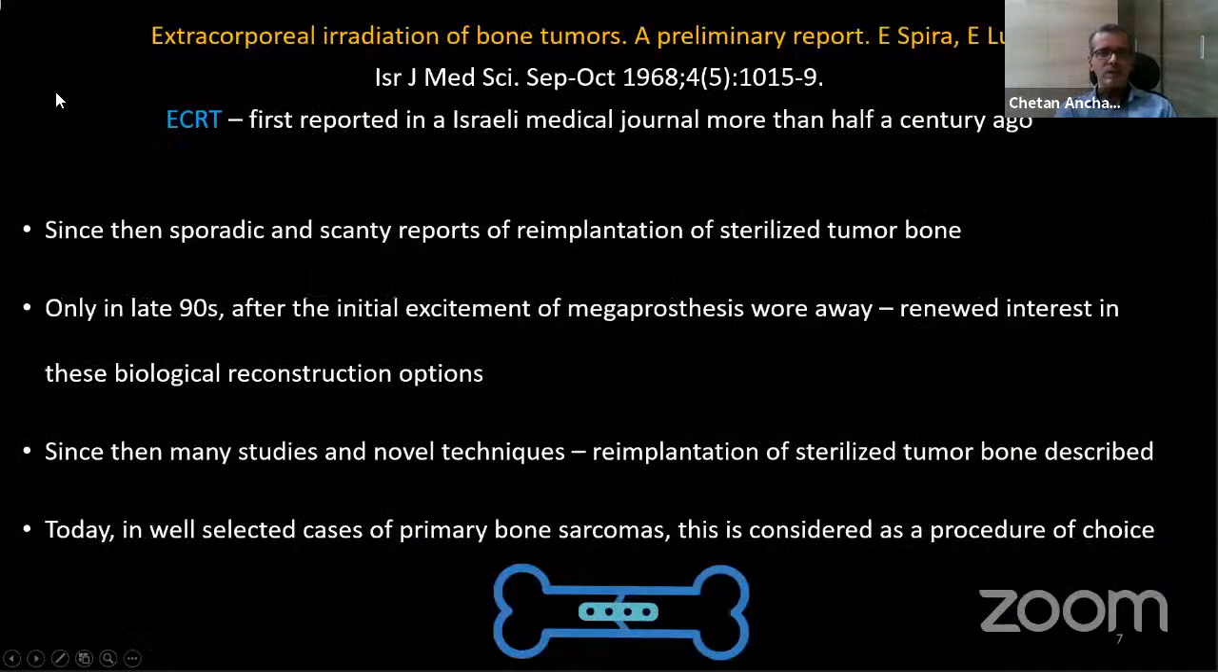Similarly, extracorporeal radiotherapy was first reported in an Israeli medical journal by Sipra and Lubin more than half a century ago, in 1968. They reported on their experience with two cases. Since then, sporadic and scanty reports of reimplantation of sterilized bone tumor have popped up in literature. However, it was only in the late 90s, after the initial excitement of megaprosthesis wore away, that there was a renewed interest in these biological reconstruction options. Since then, many studies and novel techniques of reimplantation of sterilized tumor bone have been described. Today, in well-selected cases of primary bone sarcomas, this would be considered a procedure of choice.